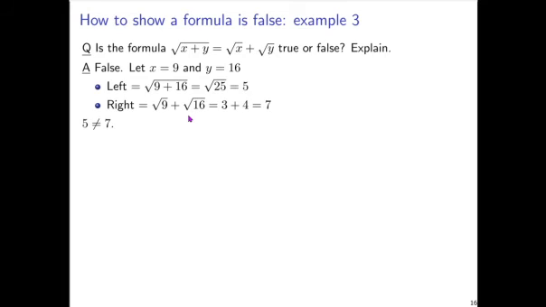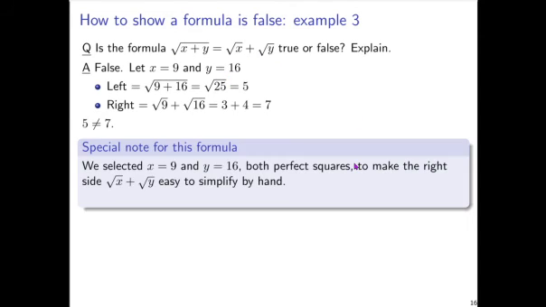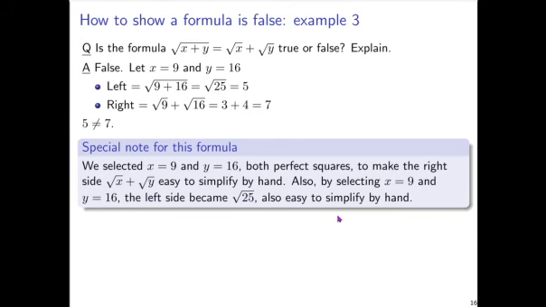In the end, the left side was 5, the right side was 7, different numbers. This formula doesn't work in general. It doesn't work to turn this thing into that thing when x is 9 and y is 16, so it doesn't work in general. Just as a comment, we selected x equals 9 and y equals 16, both perfect squares, to make the right side, root x plus root y, easier to simplify by hand. Also, by selecting x equals 9 and y equals 16, we got real lucky with these choices of numbers.